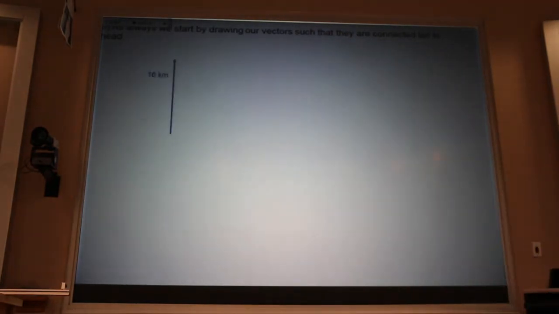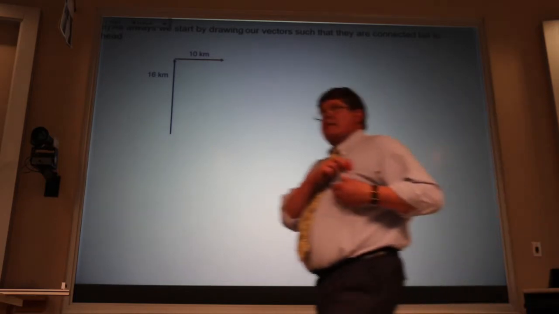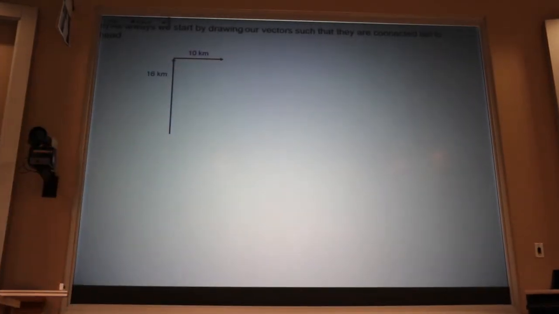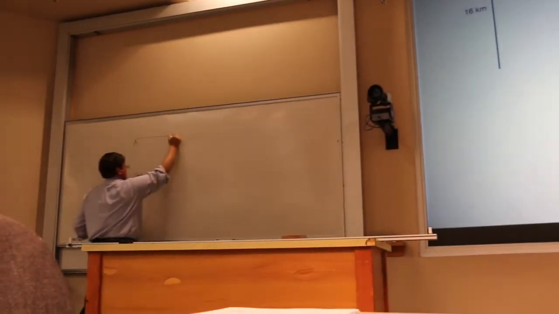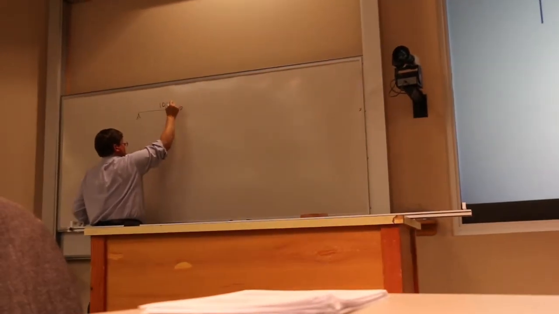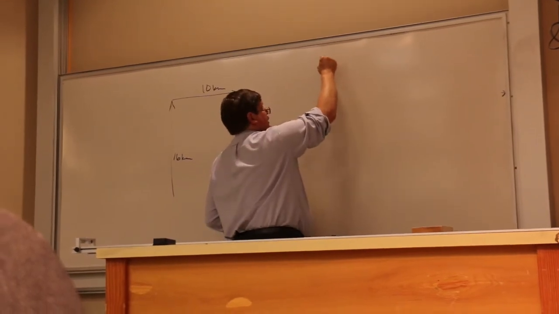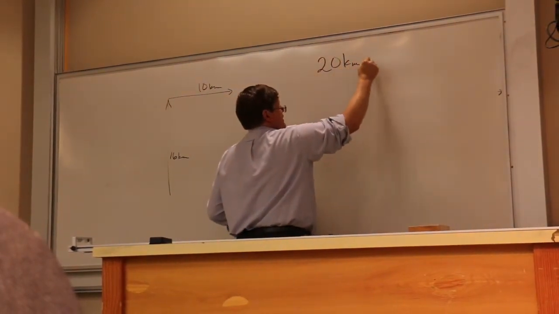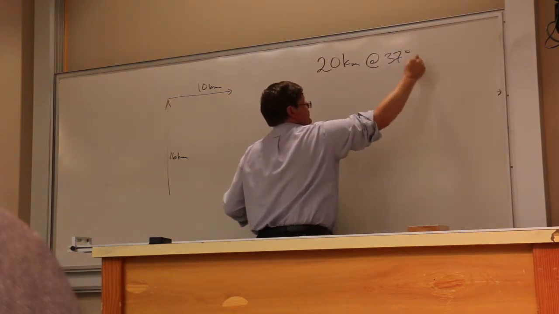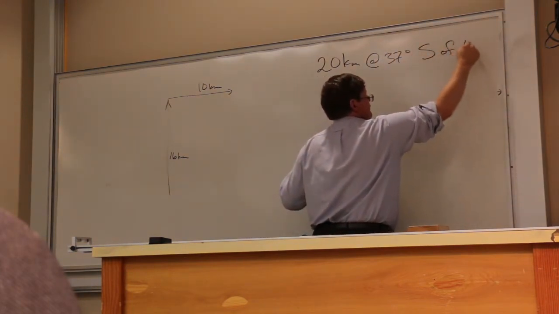In this problem, you went north 16 kilometers and then you went east 10 kilometers. Now this is an old exam problem. Everyone did that correctly. And then things went wrong. They all got the 16 kilometers north. They all got the 10 kilometers east. And the trouble was this third part of the journey, 20 kilometers at 37 degrees south of west.